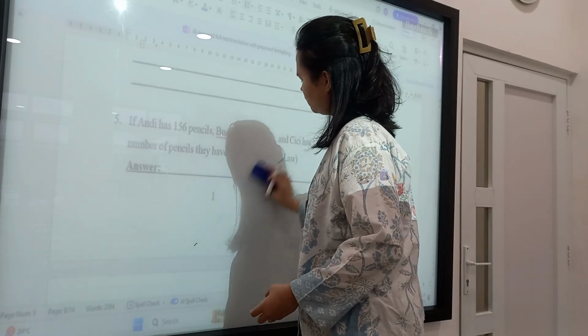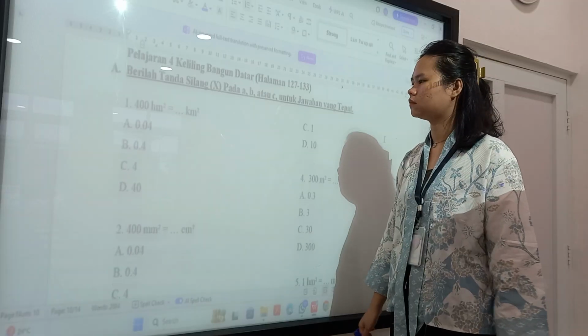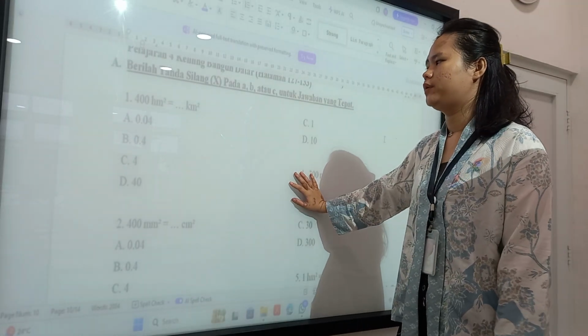Okay, so let's move to Mathematica now. This is our question of Mathematica. Start from the first question. Okay, 400 hectometer.